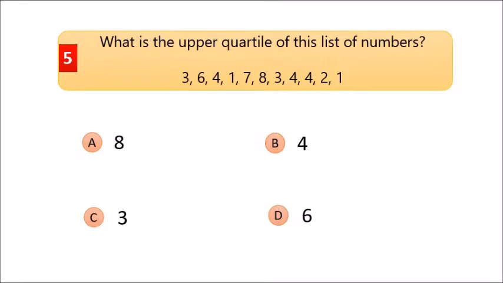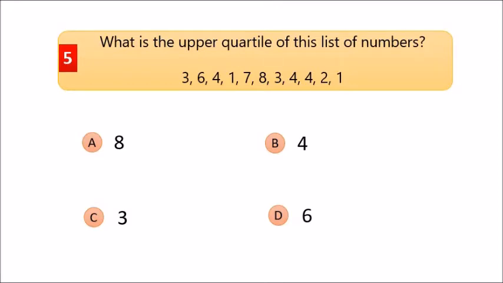So the lower quartile would be the 3rd number, which means the upper quartile would be 3 after the median, so the 9th number, or the median position plus the lower quartile position, so the 9th position, or 3 before the end of the data.